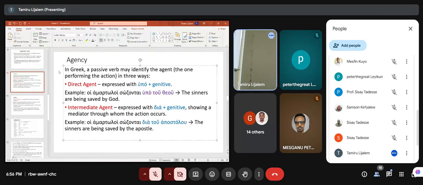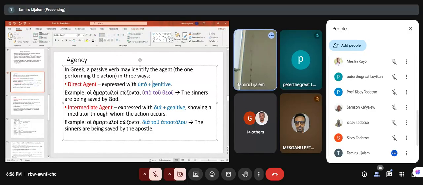Now, the other one is agency in Greek. In Greek, passive verbs may identify the agent, the one performing the action, in three ways. If the agent is directly involved and performs the action, it is expressed by hupo plus genitive. Hupo plus genitive is always direct agent.